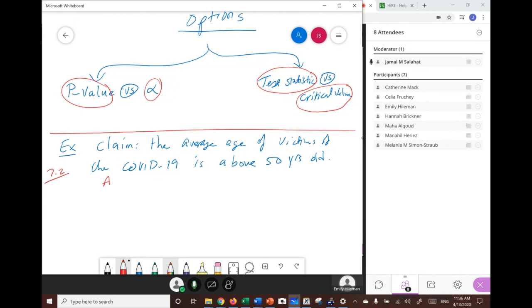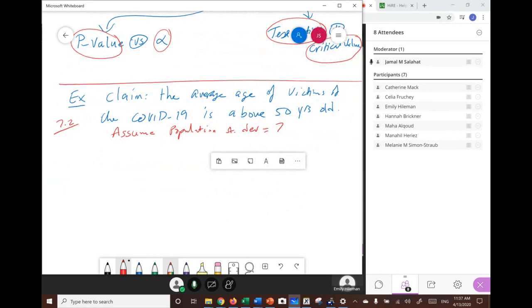In 7.2, we're going to assume the population standard deviation to be given. Let's say that the population standard deviation is, let's say, 7. I'm faking those numbers, by the way. So you are interested in testing this claim. Is this really true, what they are telling us, that the average age of victims of the COVID-19 is above 50? We don't know who's telling us this.